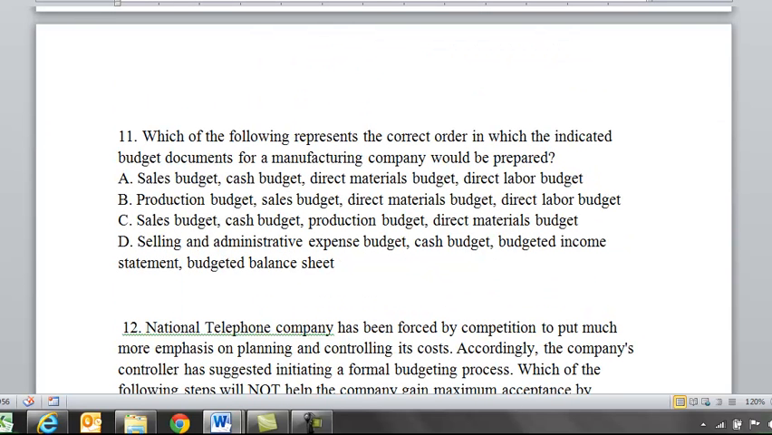11. Which of the following represents the correct order in which the indicated budget documents for a manufacturing company would be prepared? Sales budget, cash budget, direct materials, direct labor. Now, on this one, cash budget comes after these two guys. B, production budget, sales. Well, we know again sales should be the first one, so it has to be in front of production. Then it would be direct materials and direct labor.